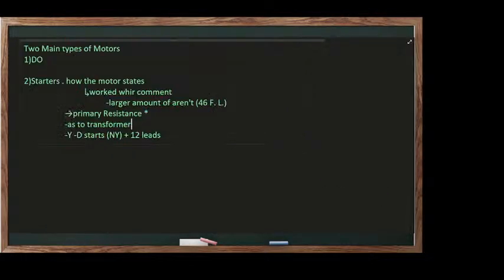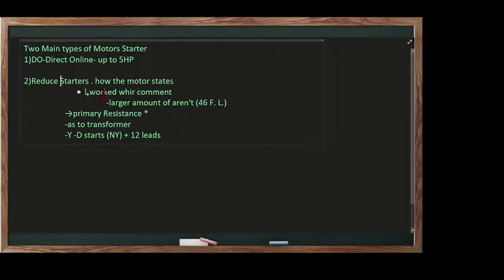Okay, so two main types of motor starters. First we have the direct online, or the DOL. This is usually used up to 5 horsepower. When it goes past 5 horsepower, we will use reduced voltage starters.